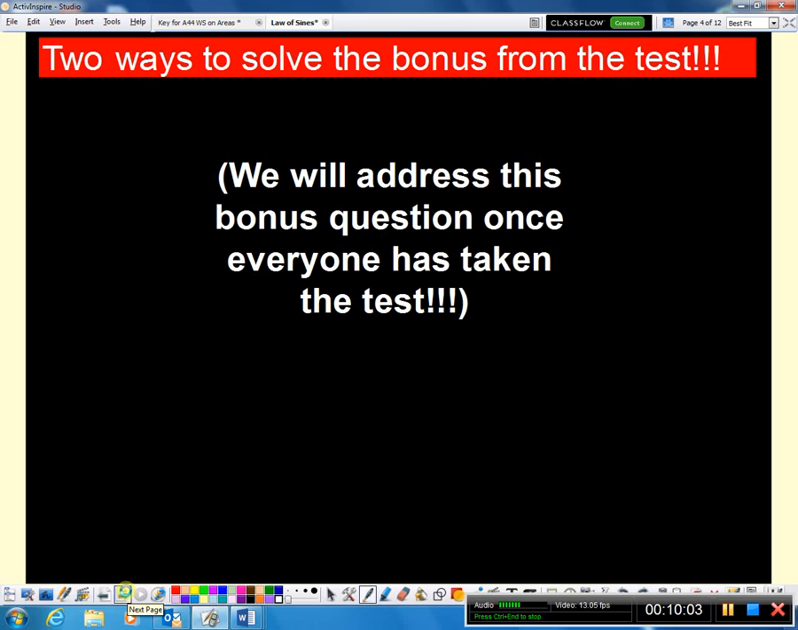Now, on the bonus problem from the test, the bonus problem could have been worked with a series of right triangle trig, or it could be worked with the law of sines and then a real little right triangle trig at the end. I'm not going to do this one yet. We'll do it in class tomorrow after I know everybody has taken the test. That way no one has an unfair advantage.